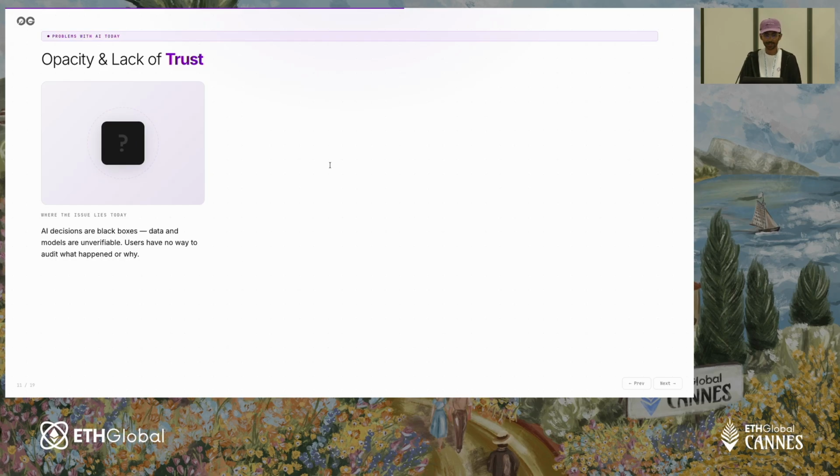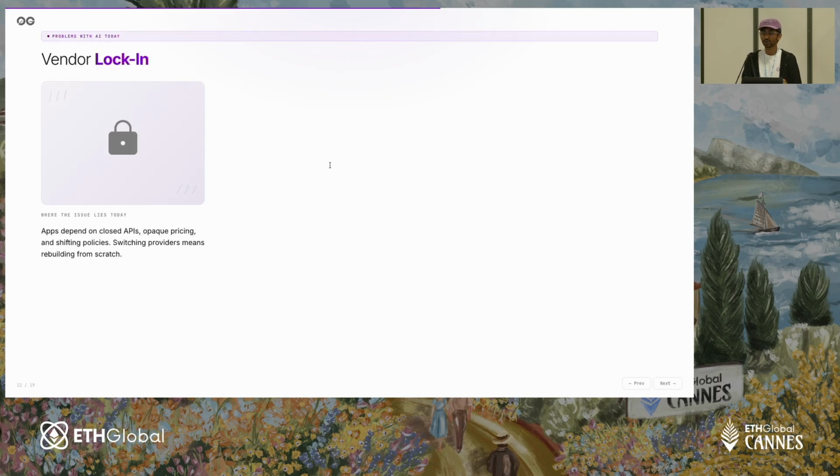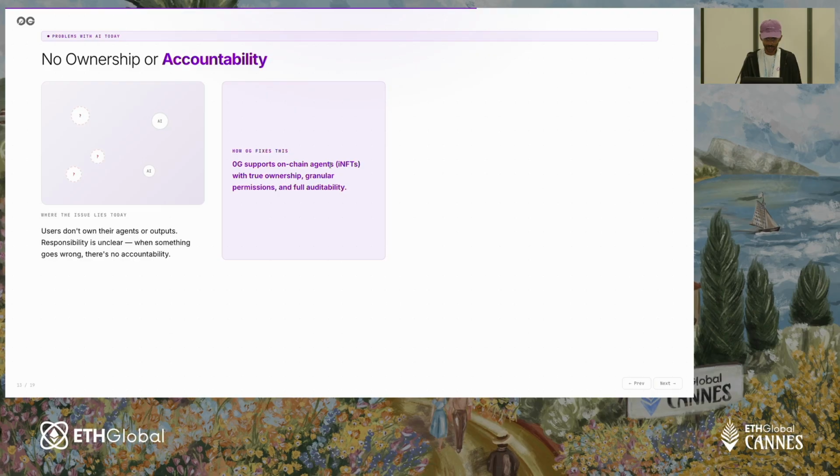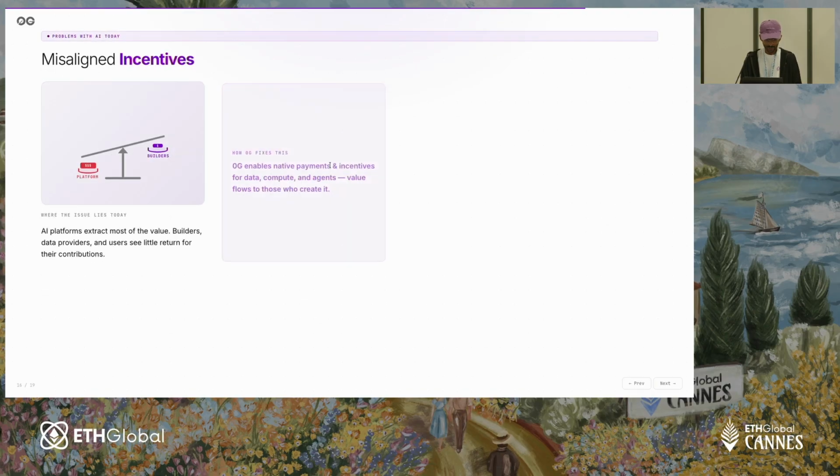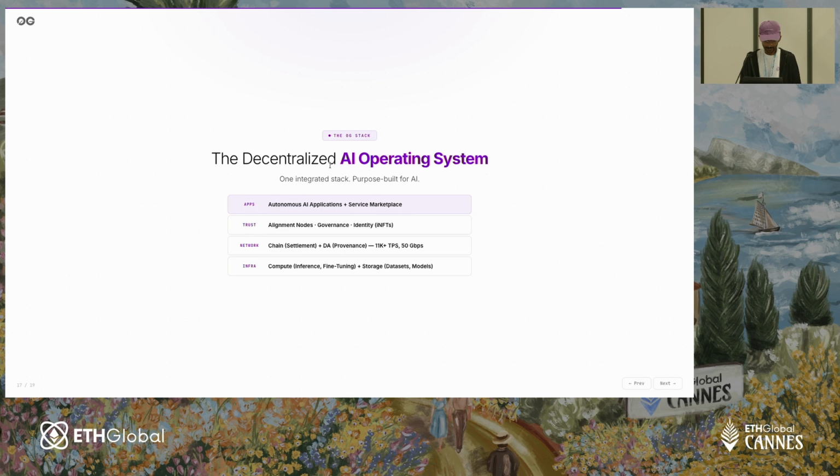So yeah, these are the problems with AI today, which I mentioned earlier: the lack of trust. Vendor lock-in, like when you're logged into a vendor such as AWS S3, you're just really locked into that vendor. And there is no ownership. There's centralized control.